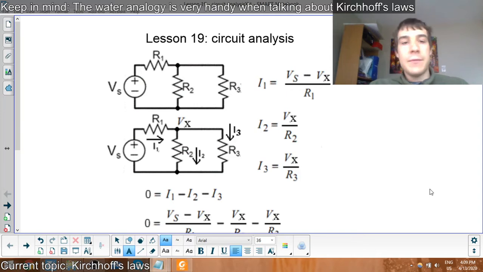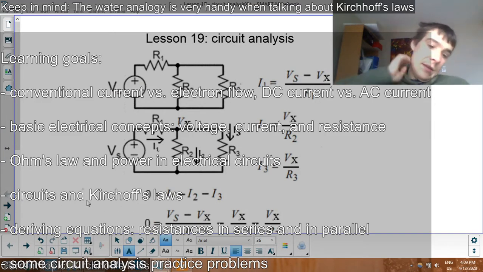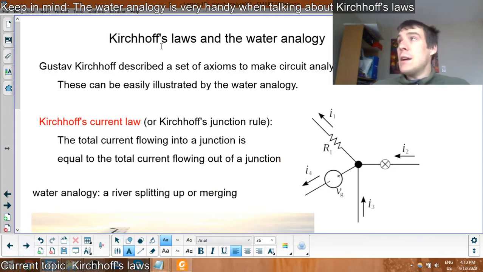Okay, so we're back. We're on the next section. This is going to be about Kirchoff's laws. So we're down here into circuits and Kirchoff's laws. There's going to be 3 practice problems here, so that's going to take up the bulk of our time. First, let's talk about Kirchoff's laws themselves.